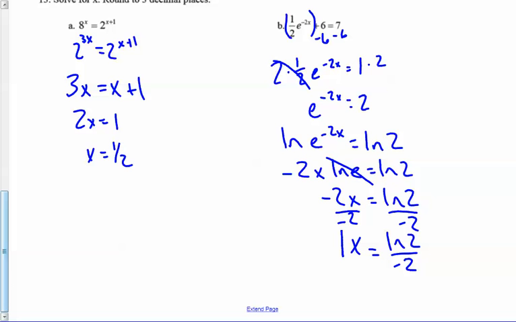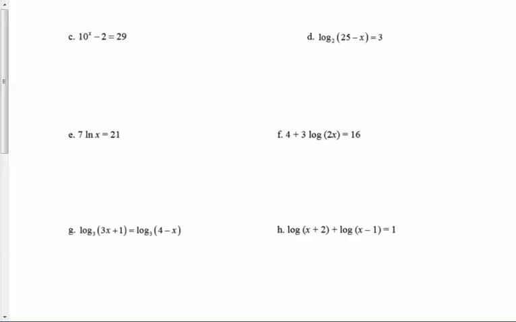And this is the exact answer, but in most cases we're going to ask you to type that into the calculator and get a decimal answer. Alright, and that's solving. Let's take a look at a few more.